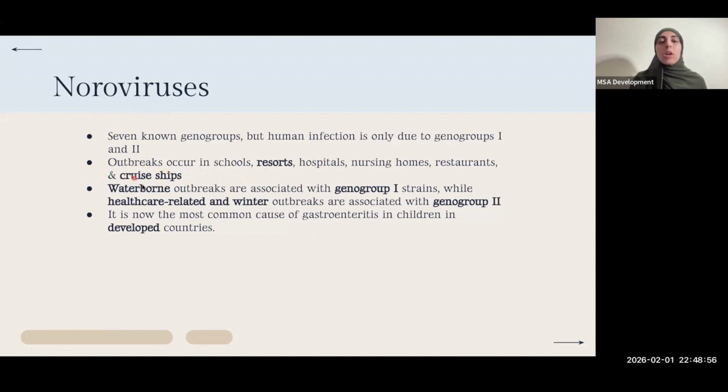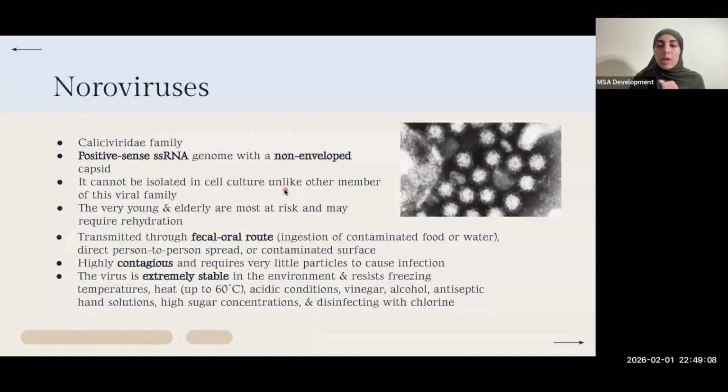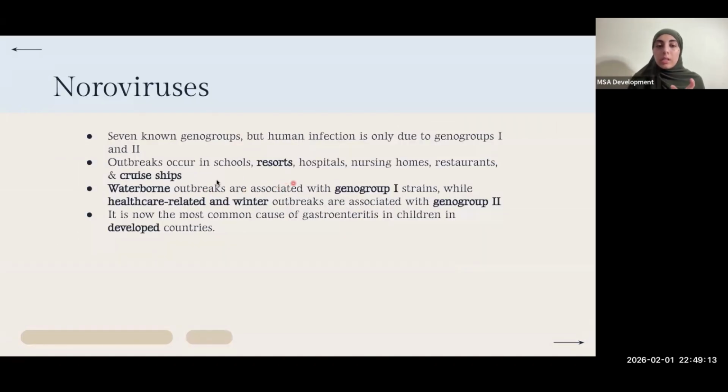You also have waterborne outbreaks associated with genogroup 1. So basically, you can get it from contaminated food or water, okay? And this specific form of the disease is associated with genogroup 1, while the disease that you get in a healthcare setting is related to genogroup 2. I don't think this is a very important point, but I just mentioned it for completion.